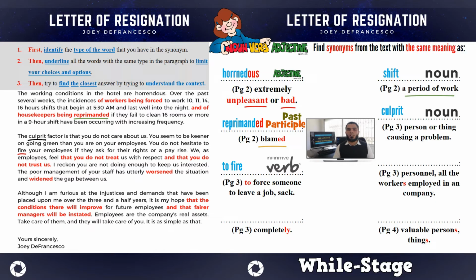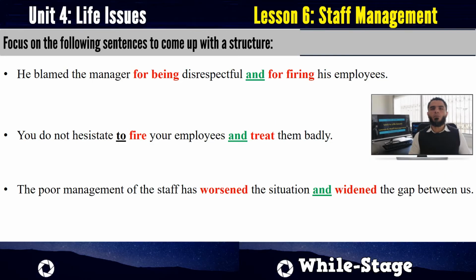The next word is staff, which means the personnel and all the employees employed in a company. Next, we need an adverb with the same meaning as completely, and the answer is utterly. Finally, we need a noun in the plural form with the same meaning as valuable persons or things, and the answer is assets. Let's move on now to our language point for today's lesson.